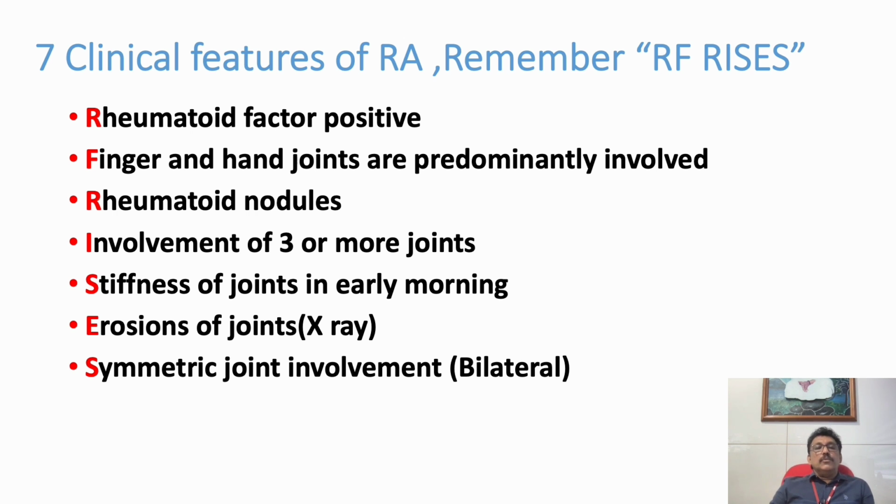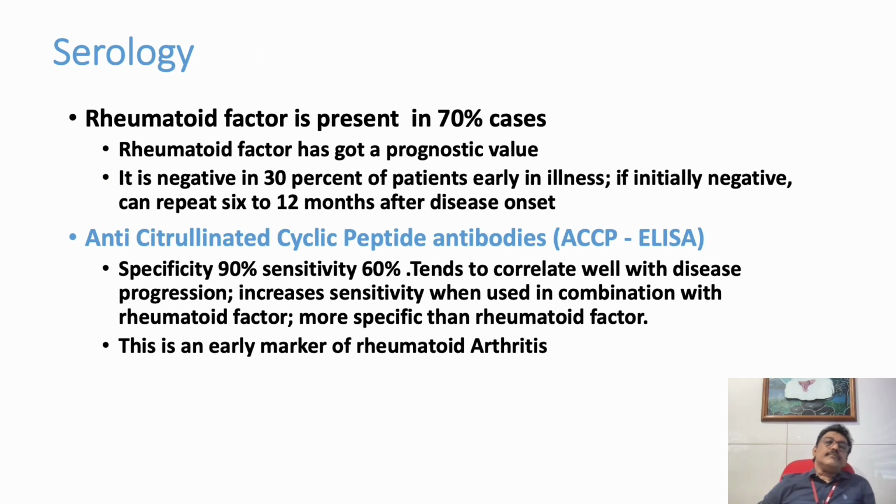Involvement of 3 or more joints, stiffness of joints, especially in the early morning hours. Erosions of joints can be seen by osteopenia in the joint site by X-ray. Symmetrical joint involvement, that is classical presentation. Bilateral, symmetrical, progressive erosion of the joints are called rheumatoid arthritis.